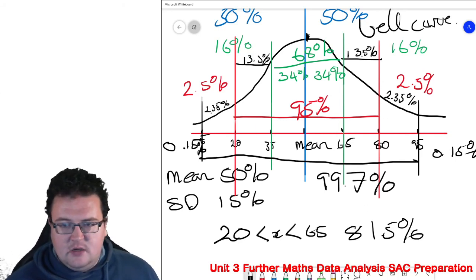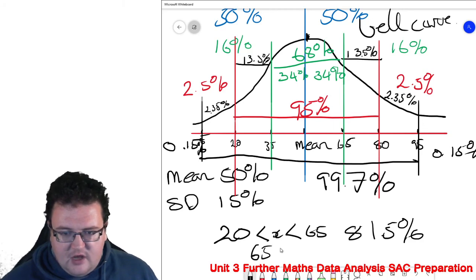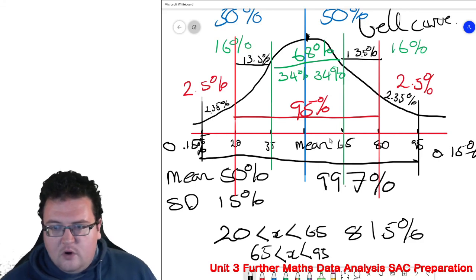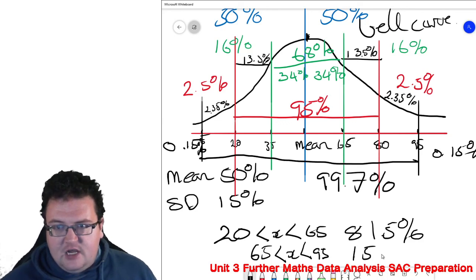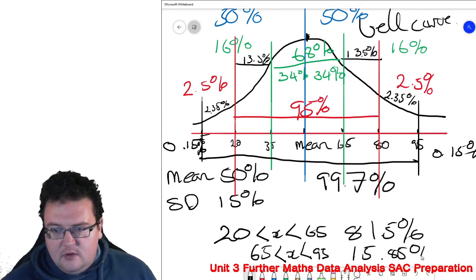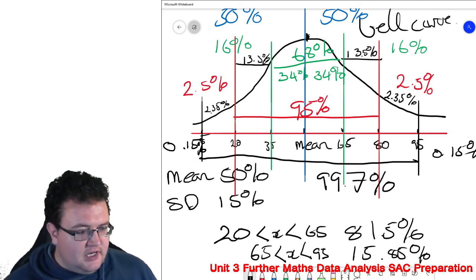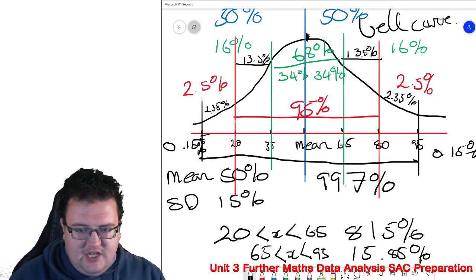If I wanted 65 to 95, well, 65 to 80 is 13.5, and I know that 80 to 95 is 2.35. That means the answer should be 15.85%. All right. By splitting the diagram up, we can make it easier to do these sort of calculations.